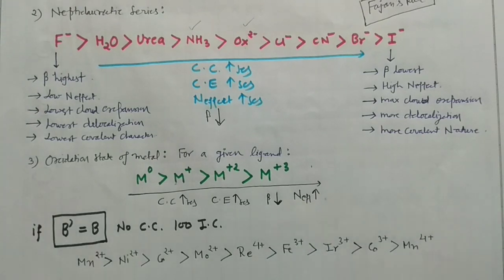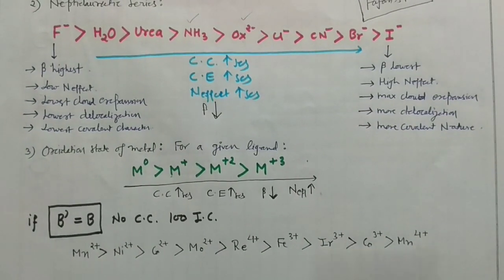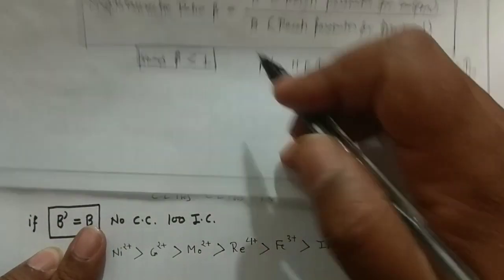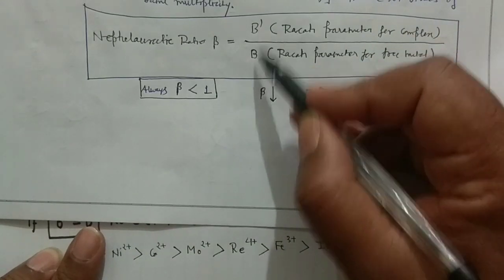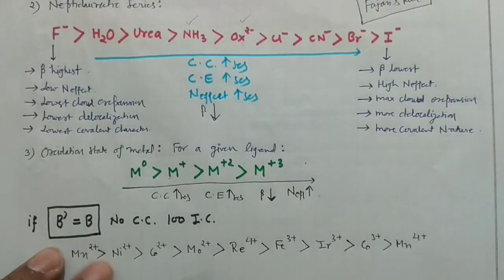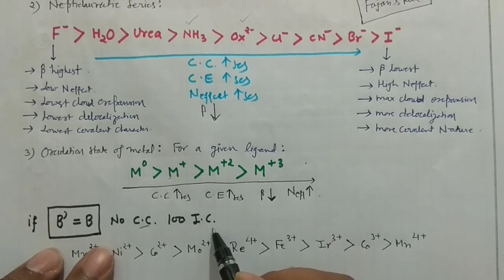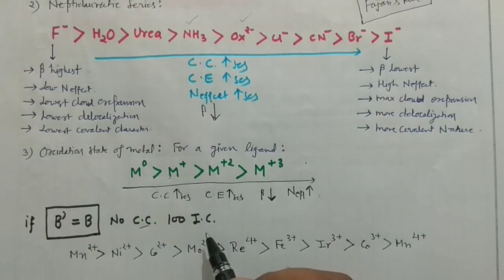Okay, and you can see here, if these two values are equal, this one and this one, beta dash and beta, if these two are equal actually, that means no covalent character would be there in the bond, and the bond would be 100% ionic. But you know the 100% ionic bond is not possible in any case. There must be some covalent character in it.